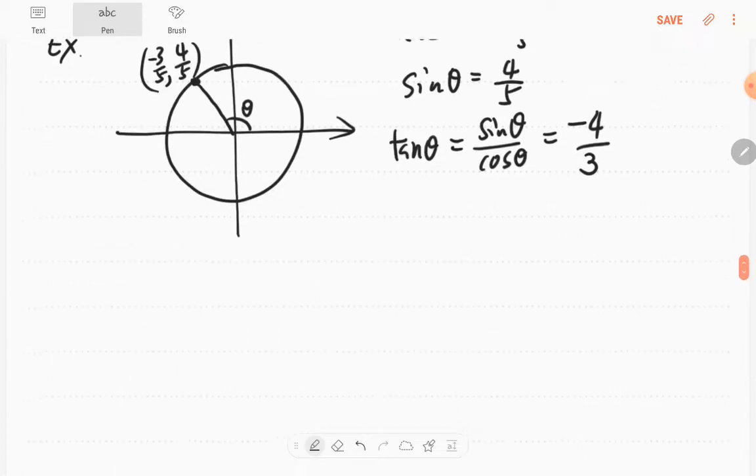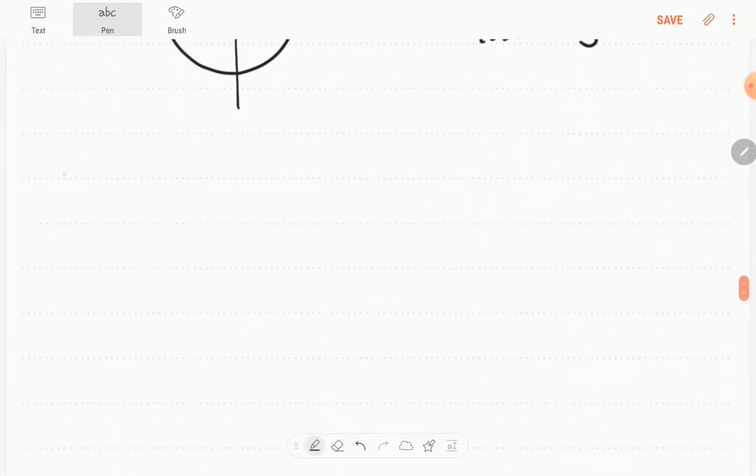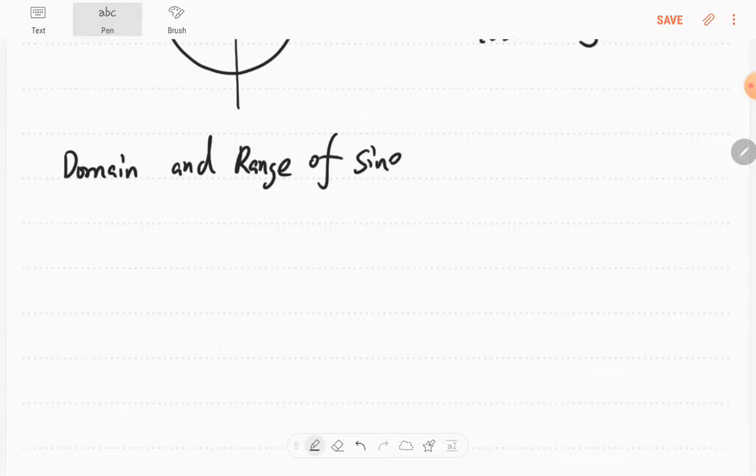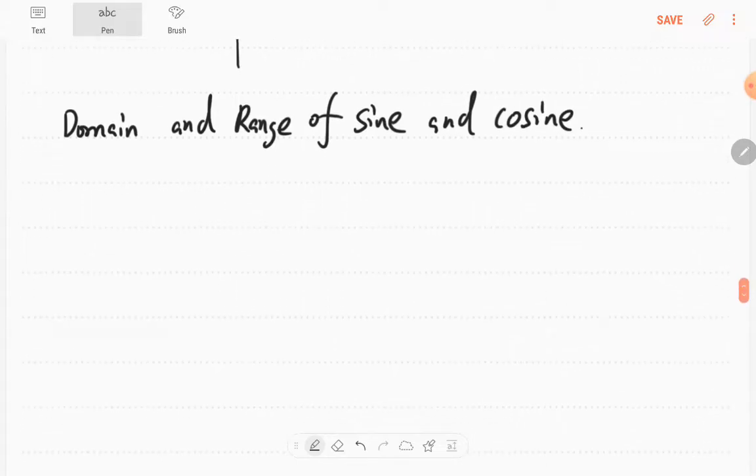And now the next thing is we want to get the domain. The cosine and sine are functions of theta, so we also can get the domain and the range of the sine function and cosine function. Here we use the unit circle, and you can see it very clearly.